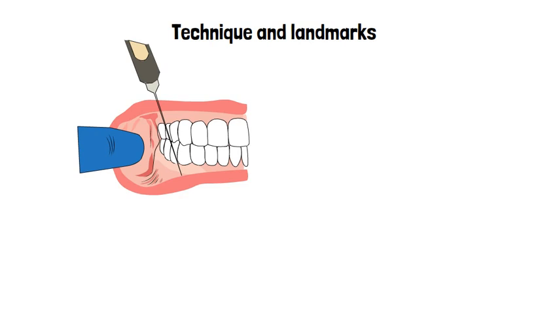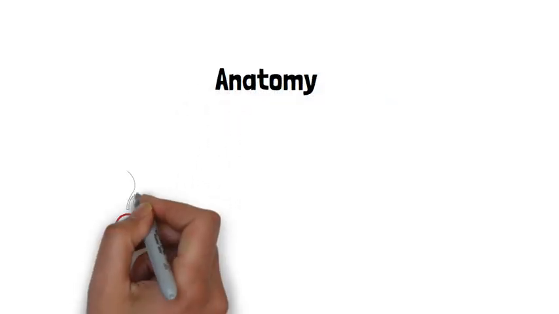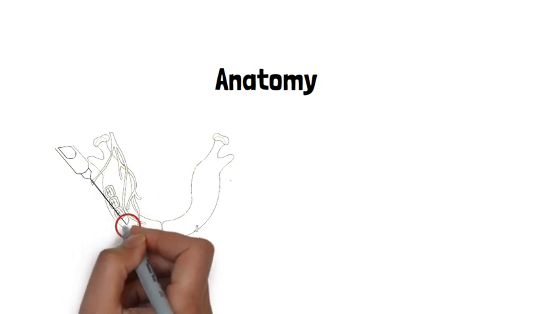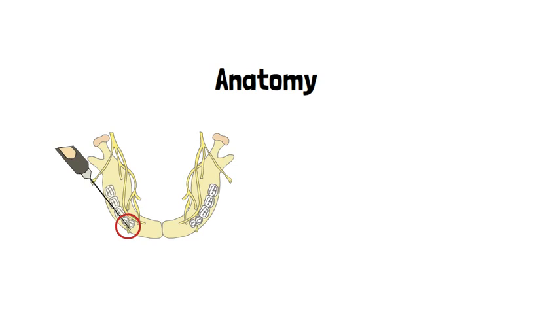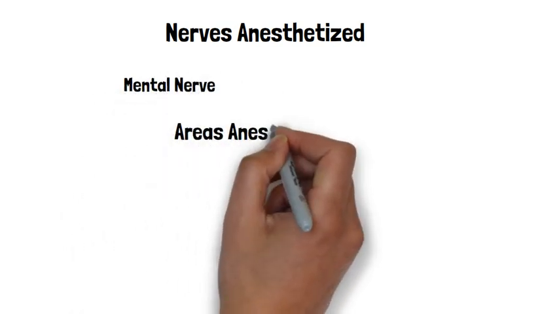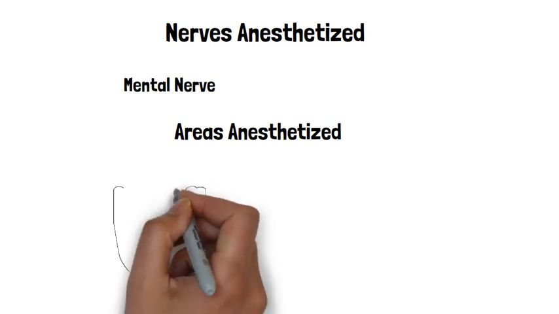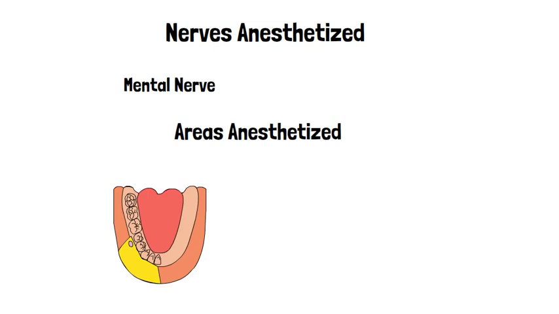then wait for a few minutes for the area to get anesthetized. The mental nerve is the terminal branch of the inferior alveolar nerve exiting the mental foramen near the apices of the mandibular premolars, usually the second premolar, and it can also exit between the first and the second premolar. The nerve that is anesthetized by the mental nerve block is the mental nerve, and the areas that this nerve supplies are the buccal mucosa anterior to the mental foramen up to the midline and the skin of the lower lip and chin.